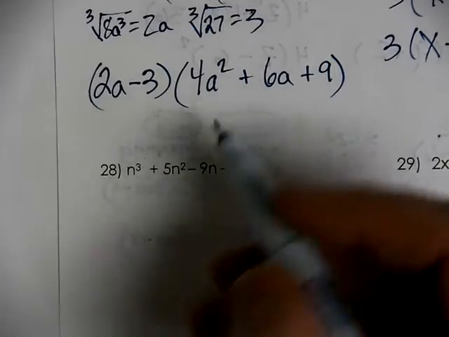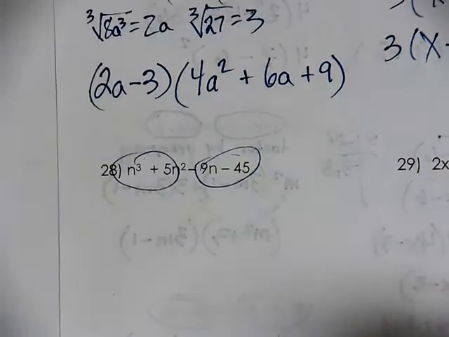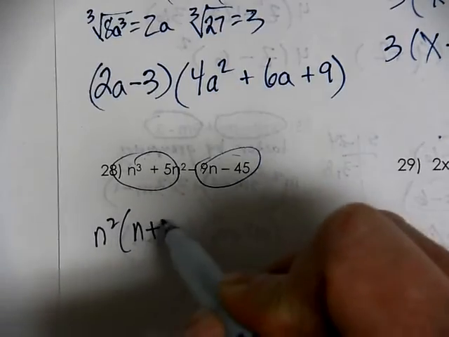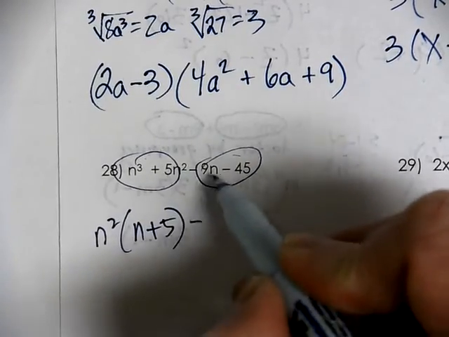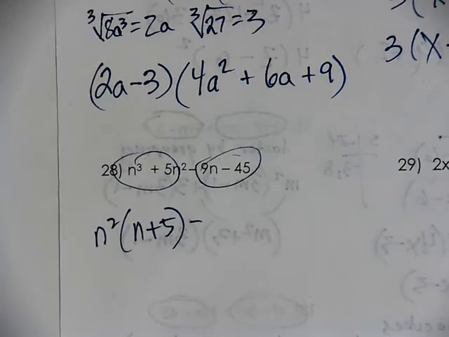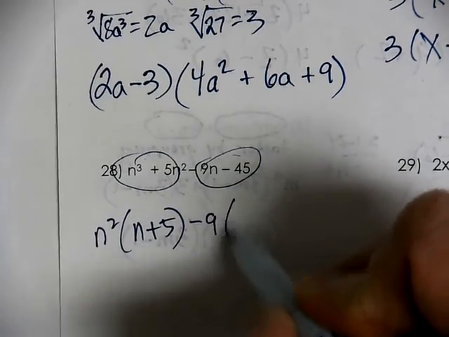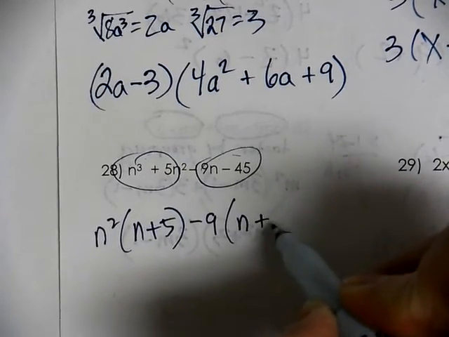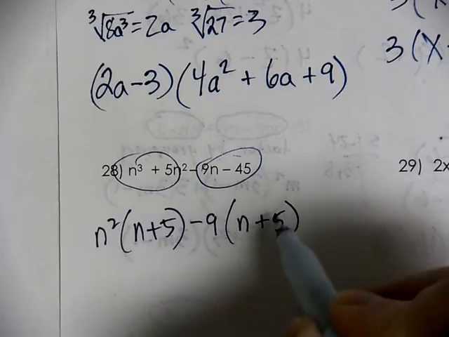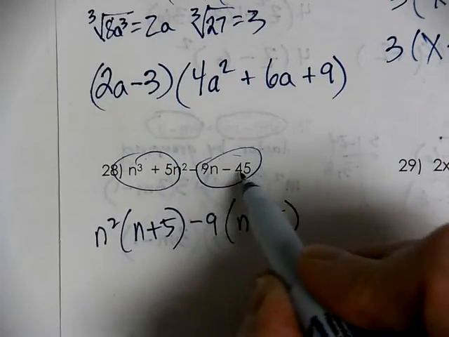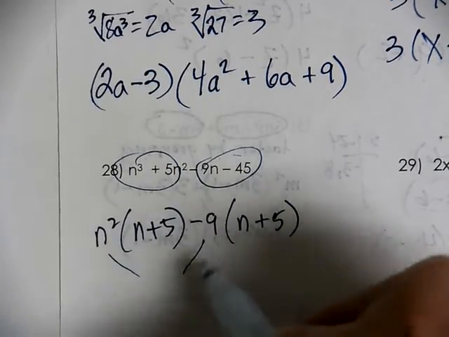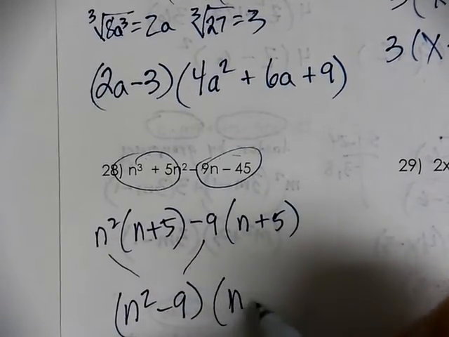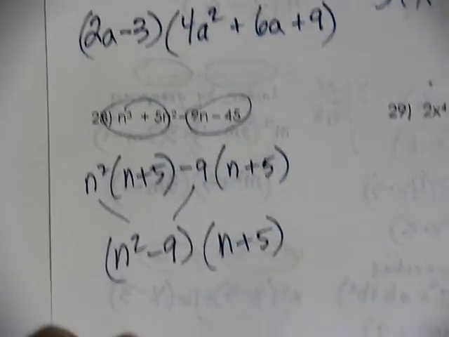This has 4 terms to it, so we're going to use factor by grouping to work our way through. We get n squared, n plus 5. Bring down your negative. What goes into 9 and into 45 but 9? So that is n plus 5, because a negative 9 and a positive 5 is a negative 45. Bring down your two terms. What's inside the parentheses has to be exactly the same.